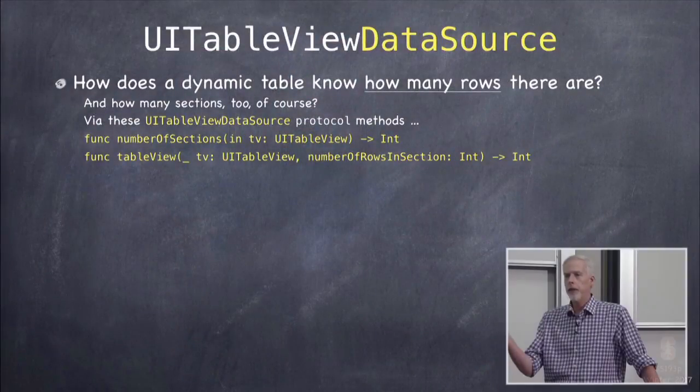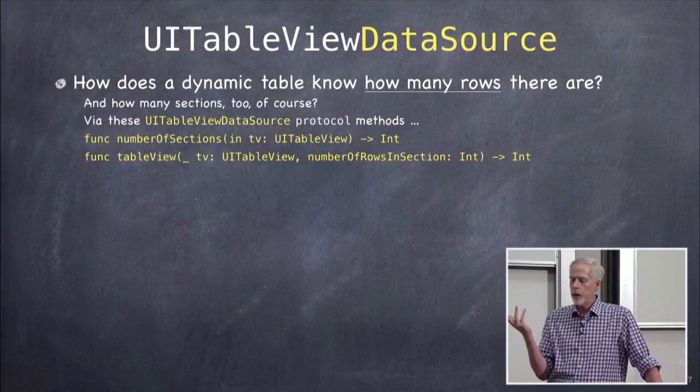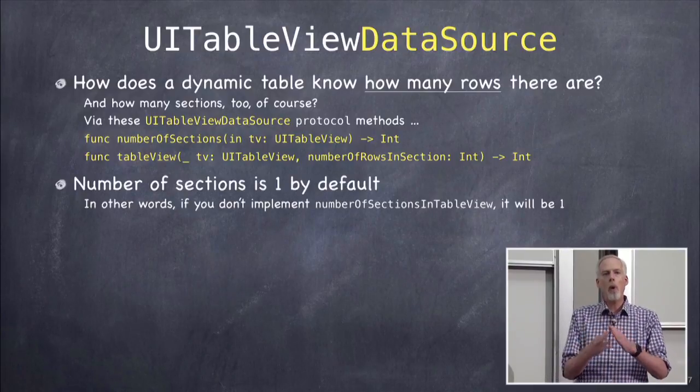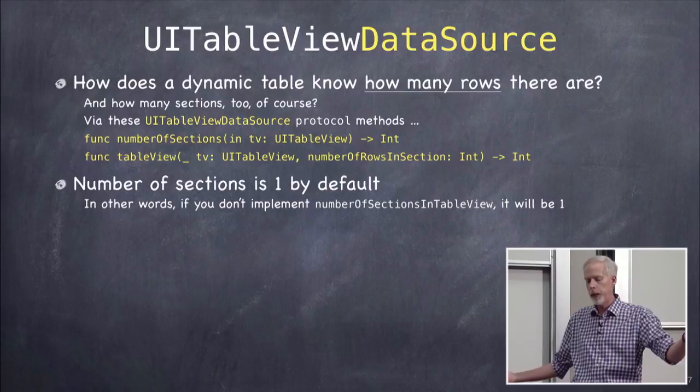Okay. The data source also has to know how many sections and rows. It's really simple. There's a method called numberOfSections in TableView, and that's going to return an Int, how many sections there are. By the way, that one's optional. You don't have to implement that one. If you don't, it will assume there's one section, that all the rows are in just one big section.